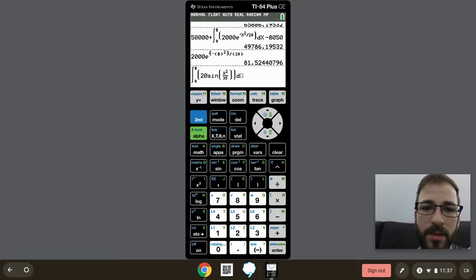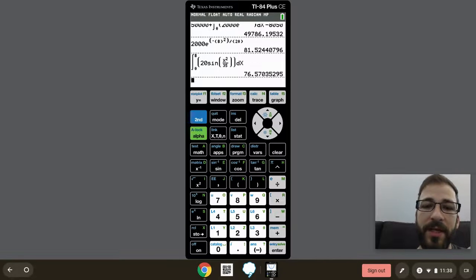Close parentheses. And then dx. Now, as always, it's a pragmatic moment to make sure you check on your calculator that you're in radians mode. I am. Everything for the calculator exam will be in radians mode. Hit enter. We get 76.570.